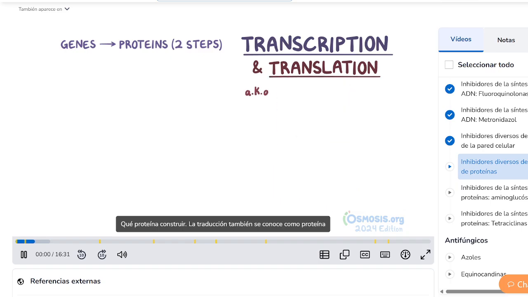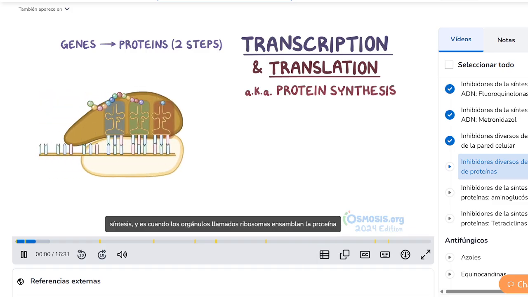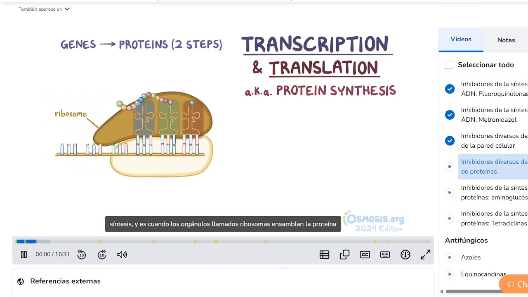Translation is also known as protein synthesis, and that's when organelles called ribosomes assemble the protein from amino acids within the cytoplasm.